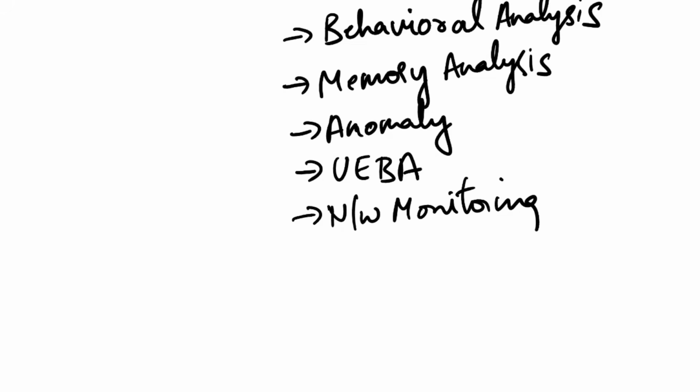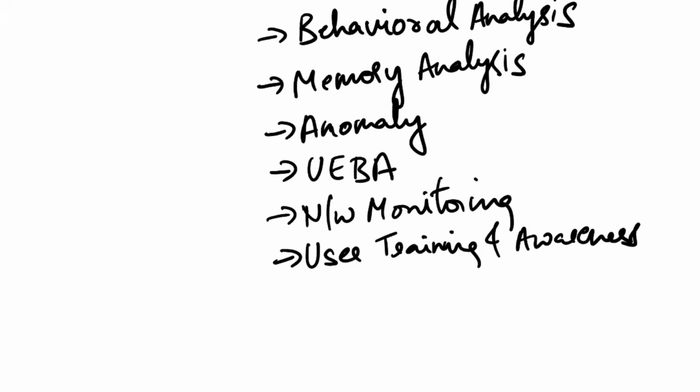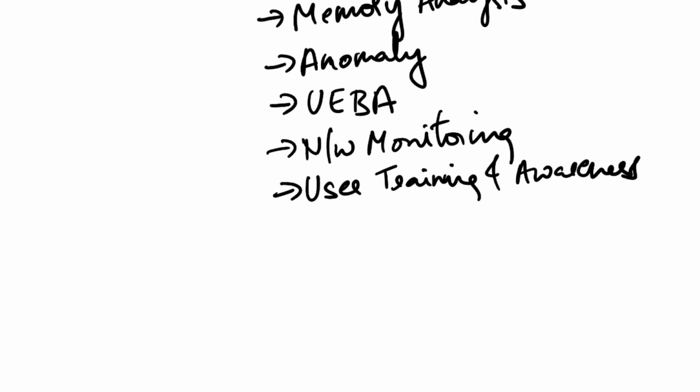Next is network monitoring. Monitor network traffic for signs of command and control, that is C2 communication or data exfiltration, which can be used to identify fileless malware activities. Next is user training and awareness. Educate users about the risks of social engineering tactics, often used to deliver fileless malware, that is, using phishing emails, and how to recognize suspicious behavior.